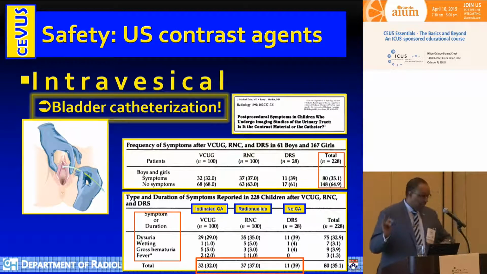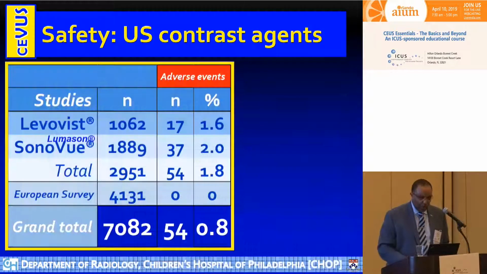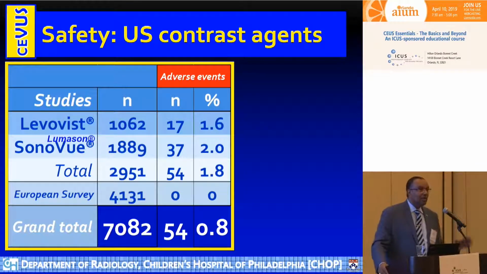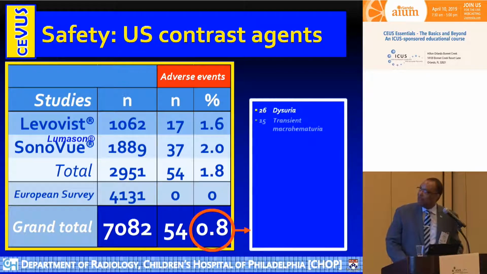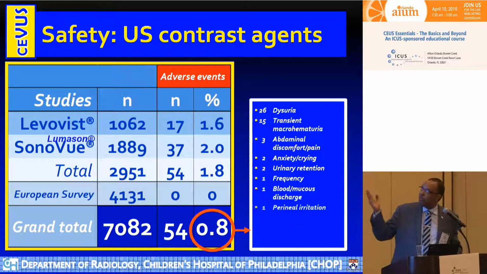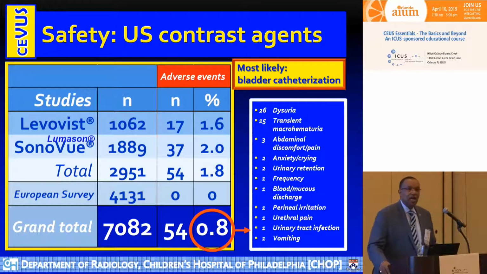Regarding the safety, we have to note that with contrast administration, there is a need for a catheter. And it is known that the bladder catheter, independent of what you inject into the bladder, may cause some symptoms that have already been shown in older studies, like dysuria, wetting, and gross hematuria. There have been a significant number of studies that have evaluated the safety of intravesical administration of contrast agents with over 7,000 children. There is a 0.8% rate of adverse events, and if you look at them, they are dysuria, transient macrohematuria, and abdominal discomfort. All of these listed are most likely due to bladder catheterization and not the contrast agent.